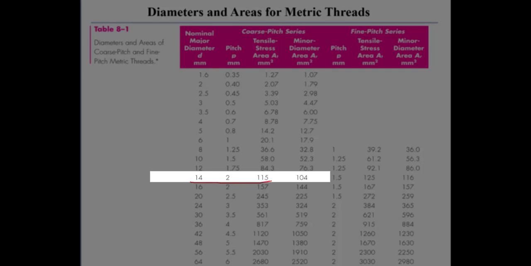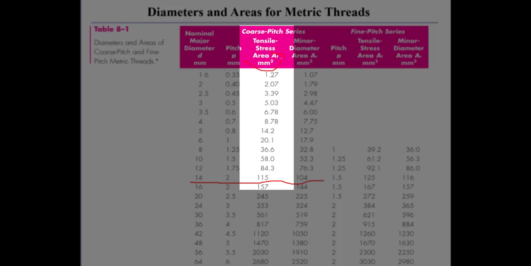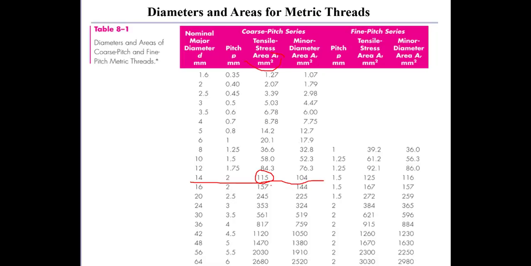So we're looking at this one right here, and it has a minor diameter area of 104 square millimeters. The important thing is this tensile stress area, which is specified as 115 square millimeters, is the effective cross-sectional area of an unthreaded bar that has the same strength as the threaded region of this particular fastener. Now, if we specified a fine pitch, that's over here.